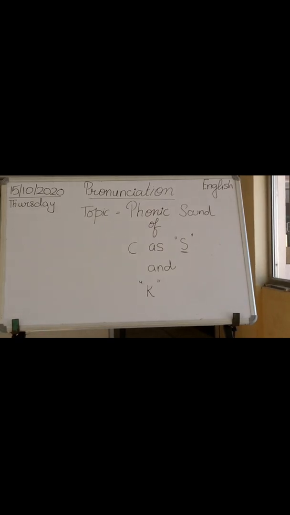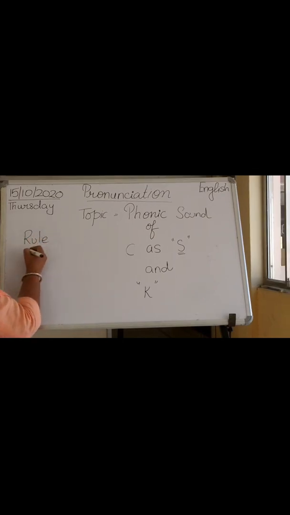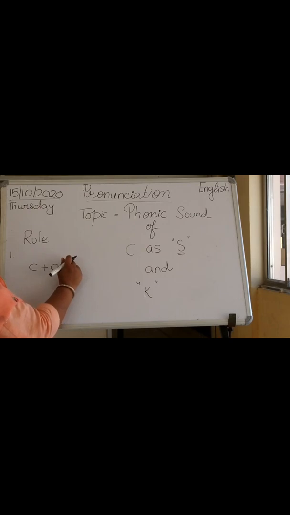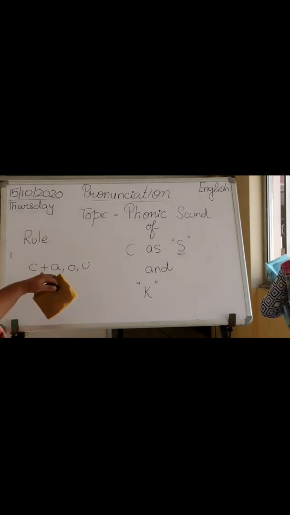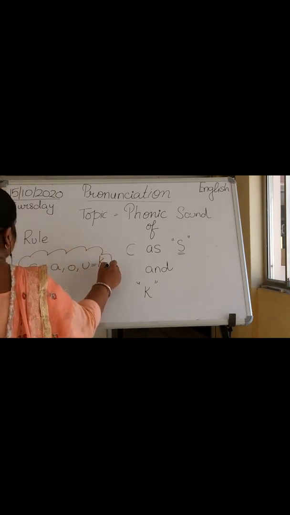Okay. Now students, I just want to tell you that our life also has some rules, right? We all follow some rules. In the same way, the English language also follows some rules. So here the rules are: number 1 is when C is immediately followed by A, O, U, then the sound of C will be K sound.